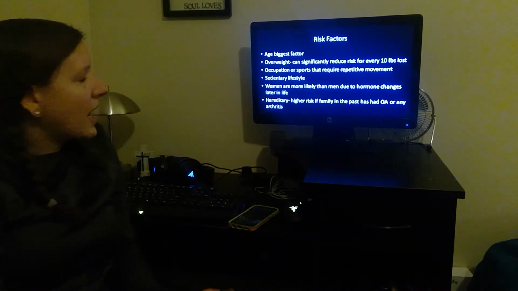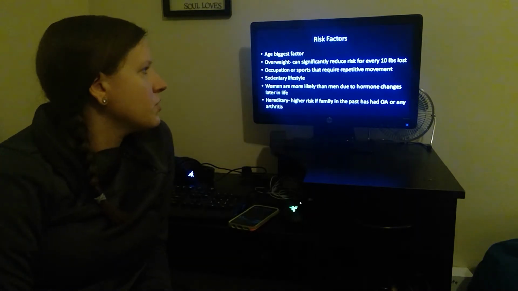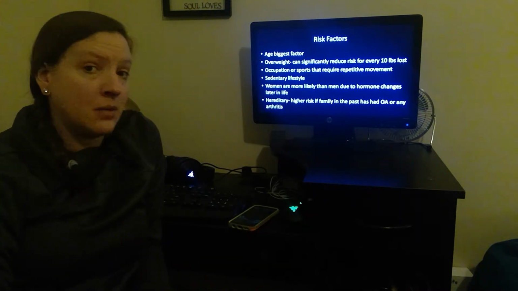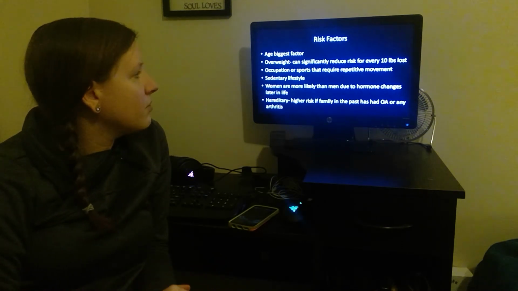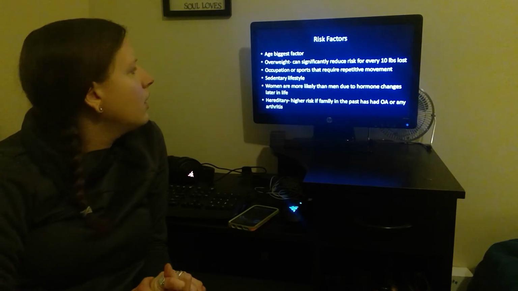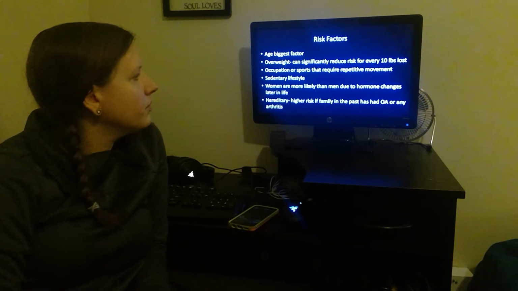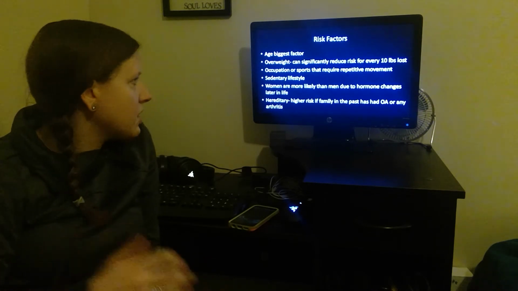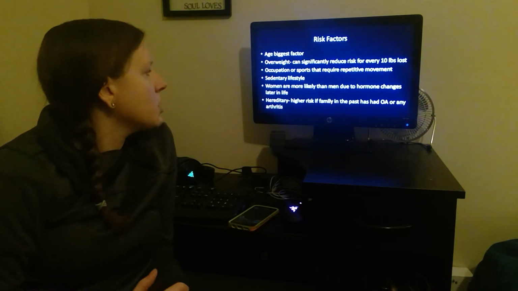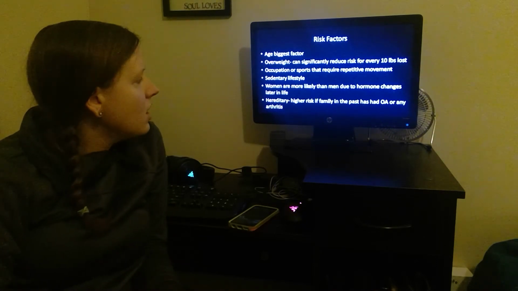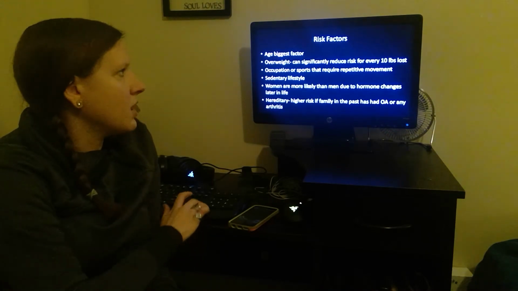Risk factors. Age is the biggest factor. Overweight. So weight loss can significantly reduce risk for osteoarthritis for every 10 pounds that are lost. Occupation or sports that require repetitive movement have a lot to do with it. So that motion of doing something over and over again can cause that wear and tear. Sedentary lifestyle, like I said before. Women are more likely than men due to hormonal changes later in life, and hereditary. So a person that has a family history of it might be at a higher risk versus somebody that doesn't.